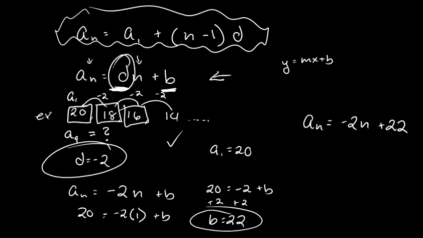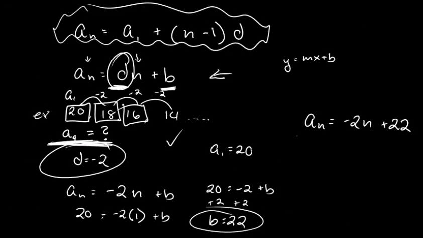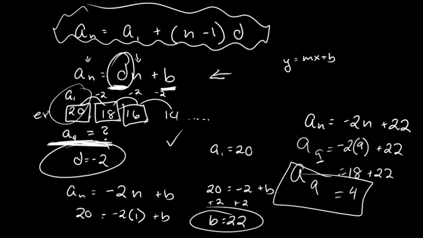And then our final goal right here is to find what a sub 9 is. a sub 9 equals negative 2 times, we are putting in 9 for n, 9 plus 22, equals negative 18 plus 22, equals a positive 4. So a sub 9 is equal to 4. And another example might involve a little bit less work, because you don't even have to identify your first term.